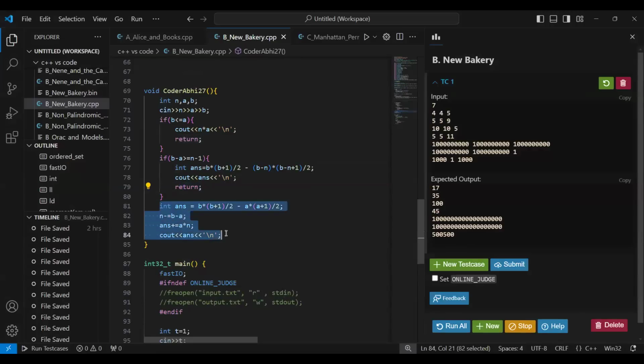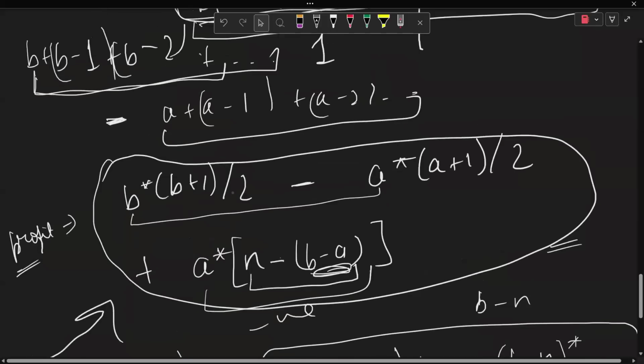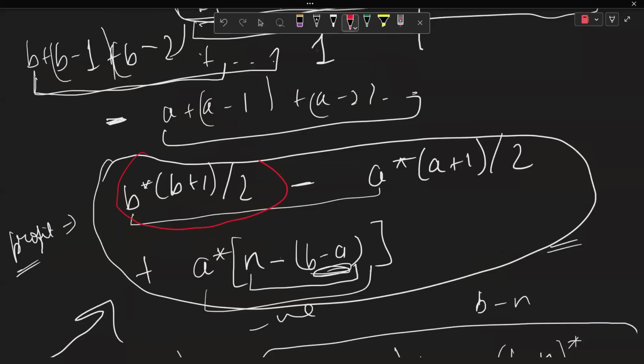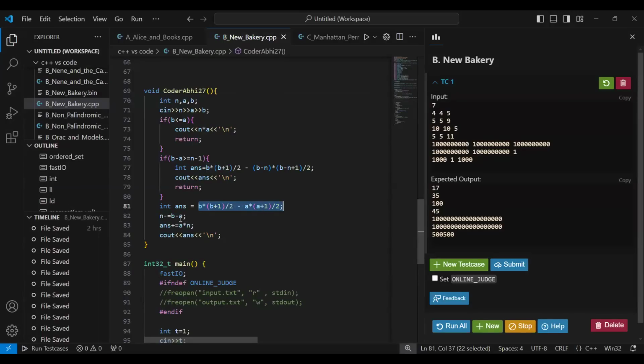And for the else case, this is our answer. As I wrote in the formula, this is the first thing: B into B plus 1 by 2 minus A into A plus 1 by 2. That's what I've written.